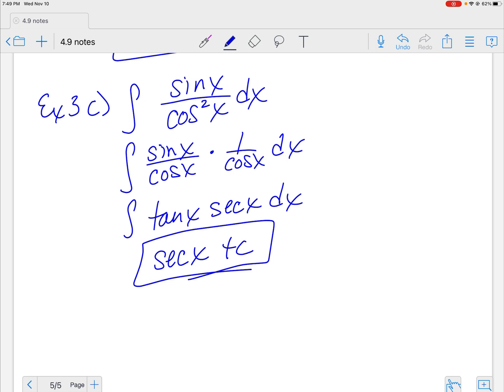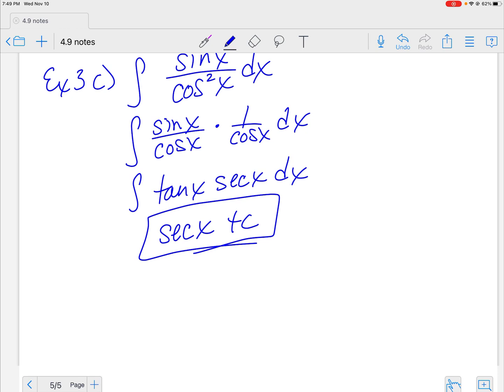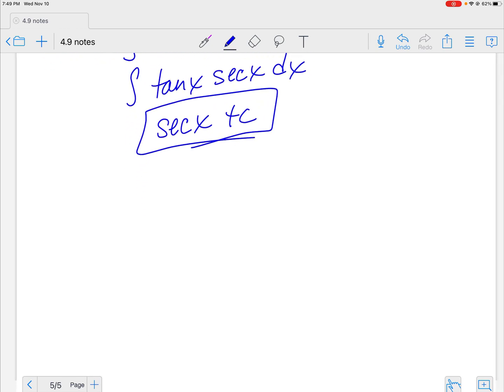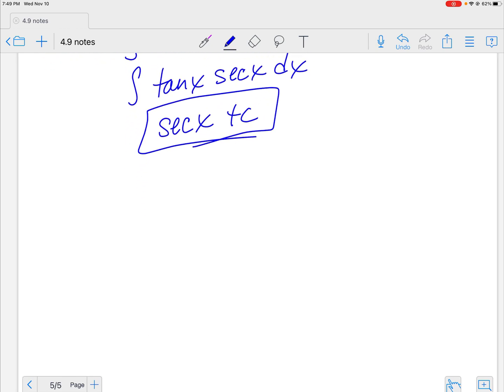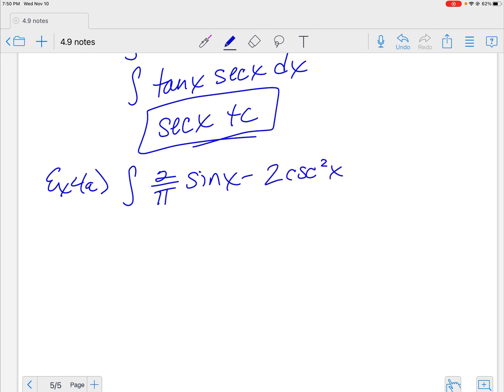All right, so it's still trig. So you still have to look back through that a little bit. See where we are with the identities. All right. Let's do a couple more here. Here is example 4a. What if I want to integrate 2 over pi sine x minus 2 cosecant squared x dx?